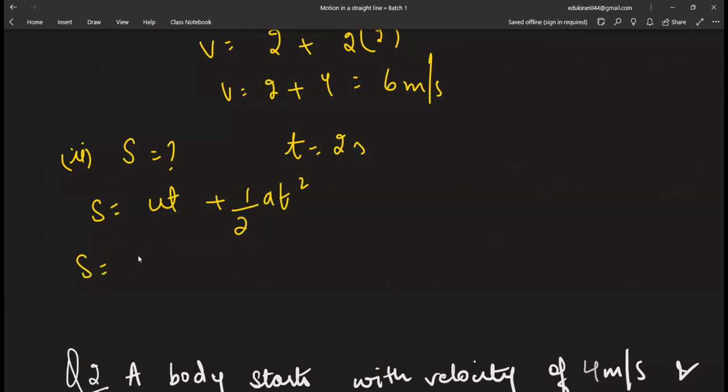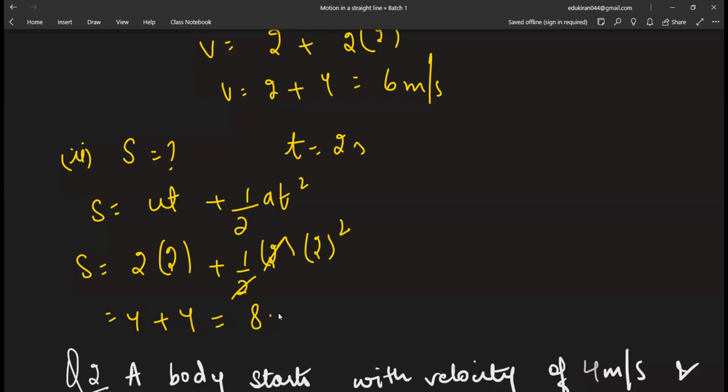So what is initial velocity? 2. Time is 2 seconds, plus half. Acceleration is also 2 in this question. And time again is 2 square. 2 to cancel. This becomes 4 plus, this is also 4. So this is 8 meters. This is the displacement, which is 8 meters, right?